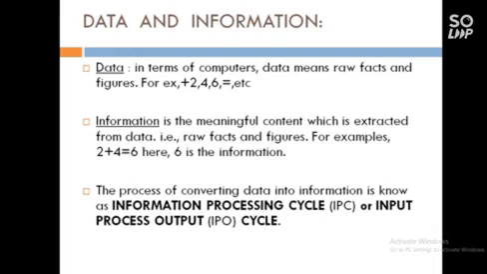Information means content which is abstracted from the data. What we have taken from the raw facts and figures is the information. For example, 2 plus 4 equals 6. 6 is the information. The raw facts and figures were 2, plus, 4, equals. After processing, the answer is 6. The process of converting data into information is known as the Information Processing Cycle, IPC, or Input Process Output.